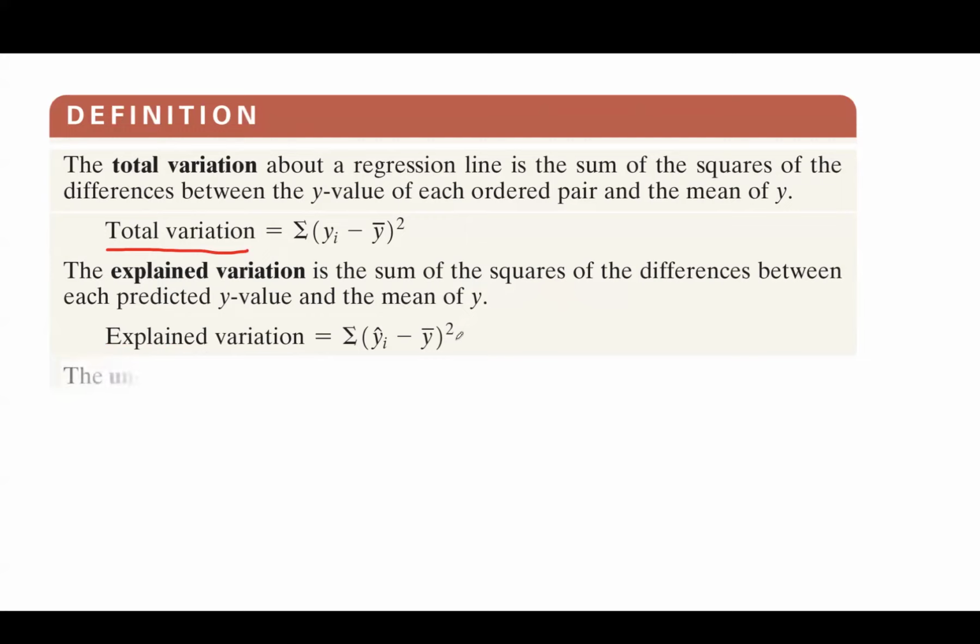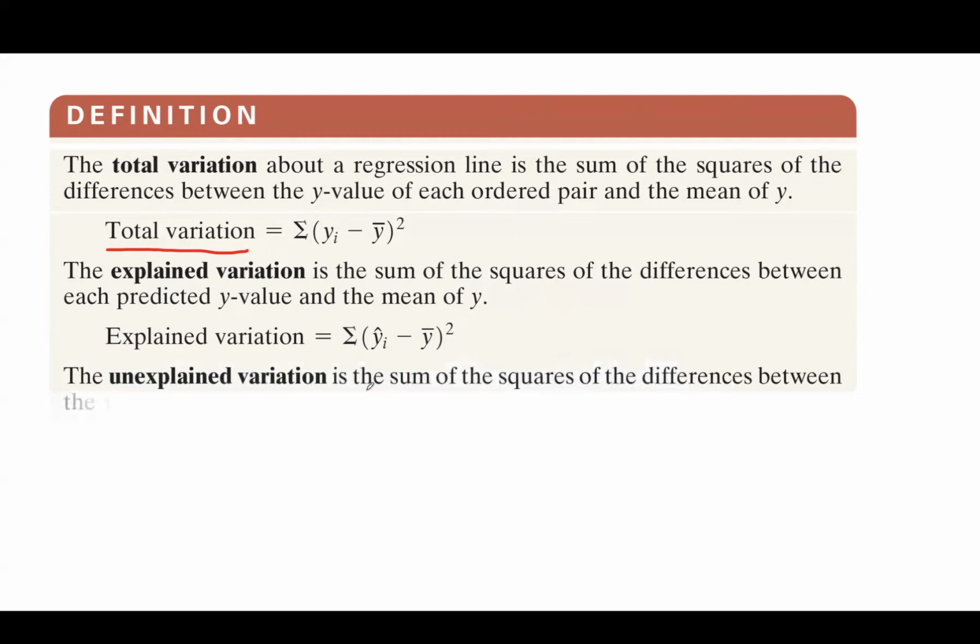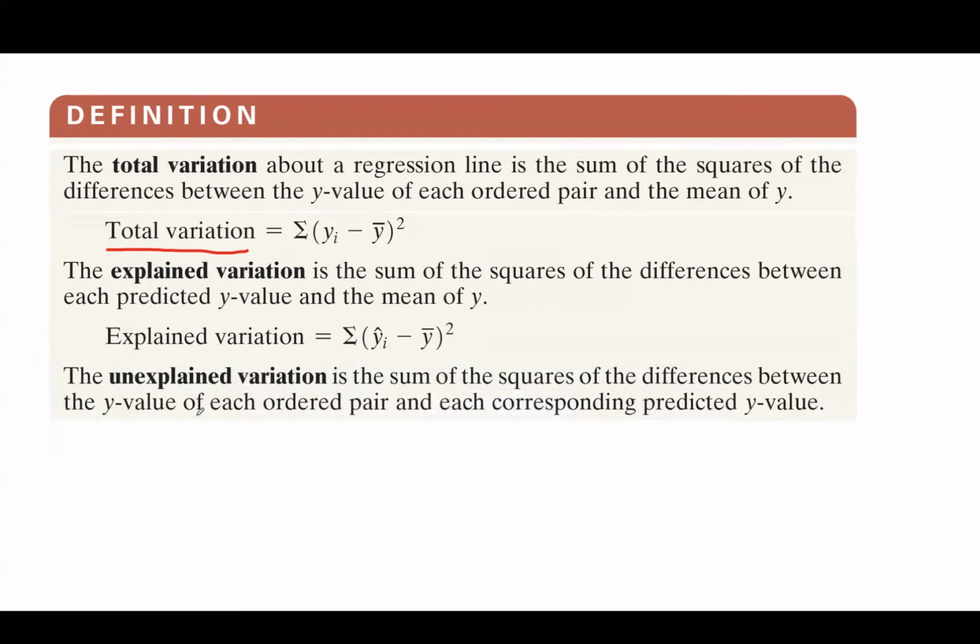And finally, for unexplained variation, this is the summation of the squares of the differences between the y value and their predicted y value. Or we can formulate it this way. Unexplained variation is the summation of yi minus yi hat to the second power.